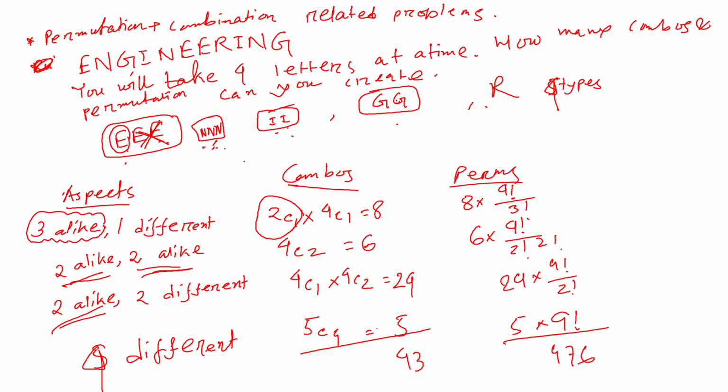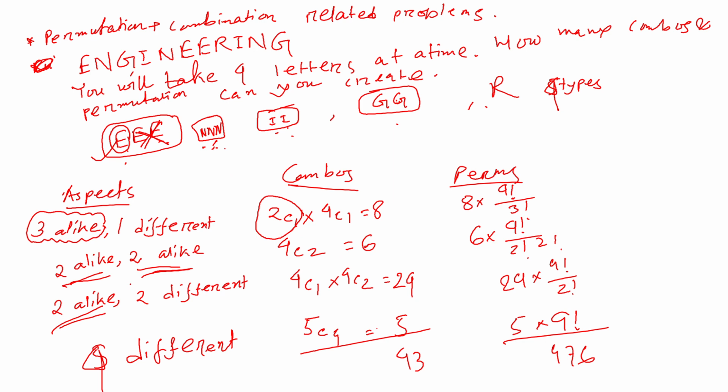And one different from the other 4 types, that is why 4C1. And in the same way I have chosen 2 alike, 2 alike. So that is why there are 4 sets from which I can choose 2 alikes. Because for 3 alikes also 2 alikes are included, right? So this is understandable, right? So that is why I did 4C2.